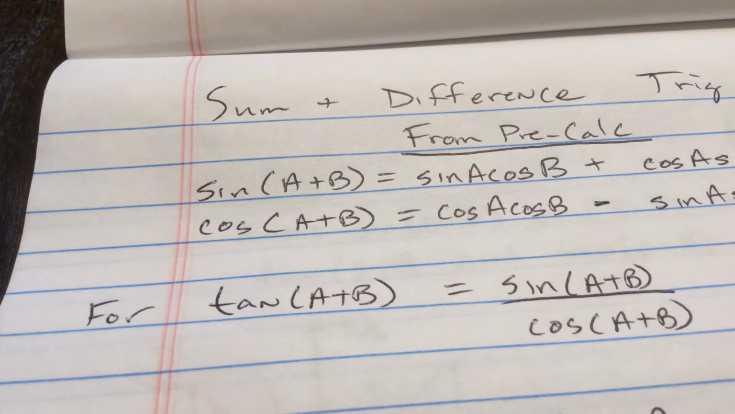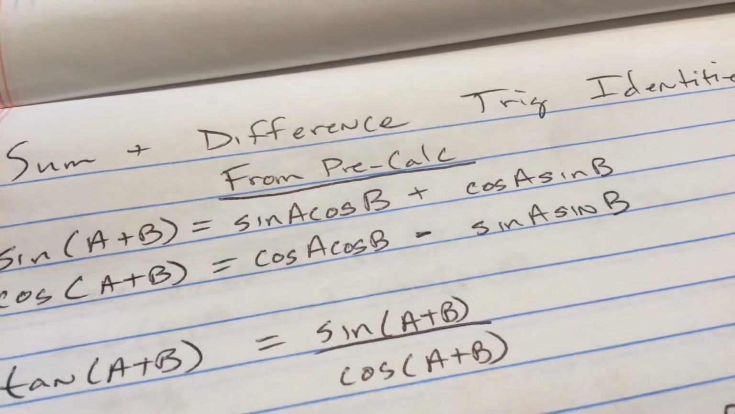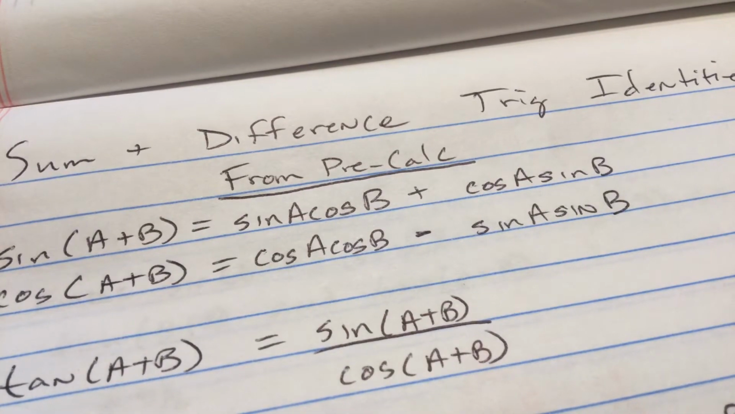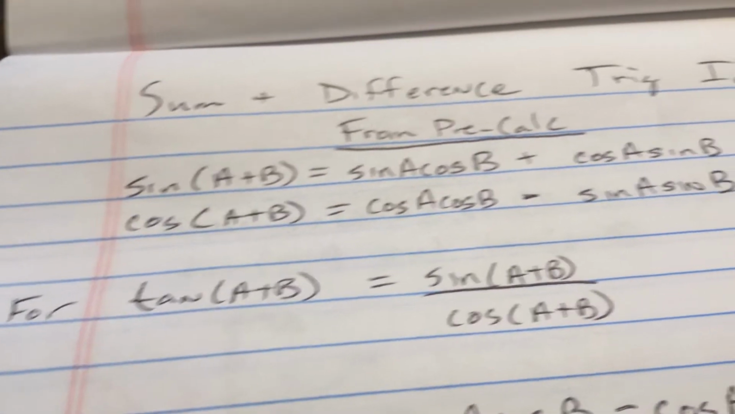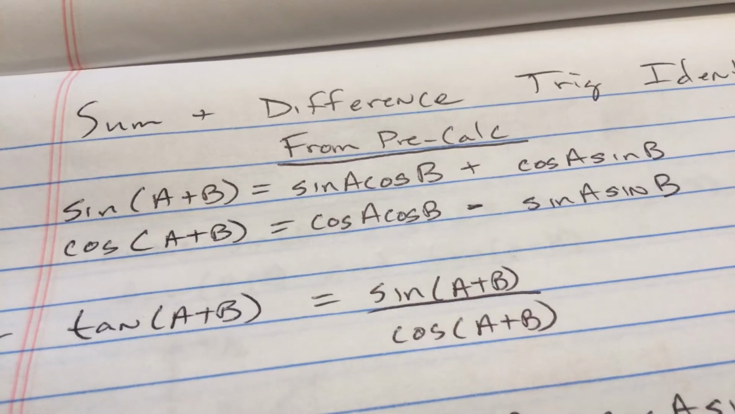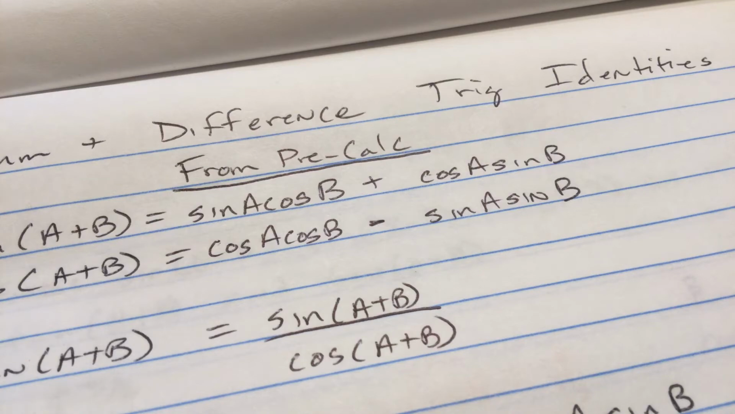Sine of A plus B. A and B are angles, could be alpha, beta, theta, whatever you guys use. Sine of A plus B is equal to sine A cosine B plus cosine A sine B. Cosine of A plus B is equal to cosine A cosine B minus sine A sine B. Again, you guys proved that, I believe.